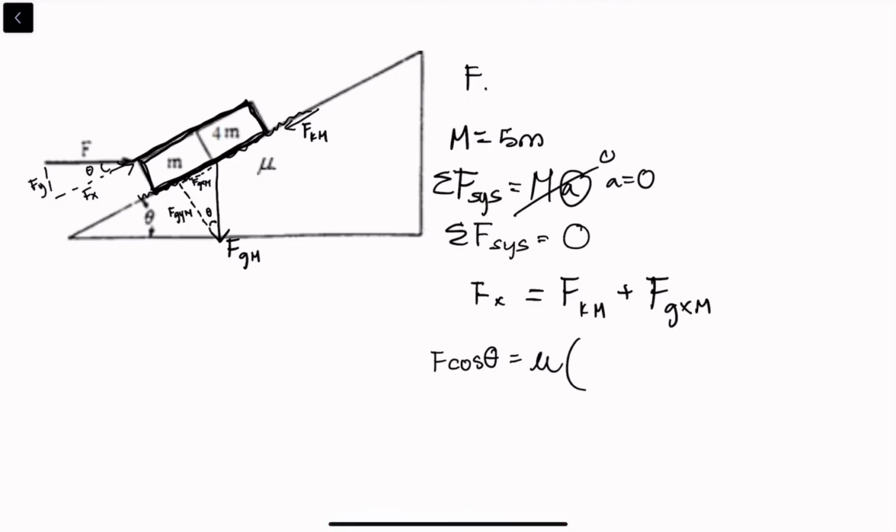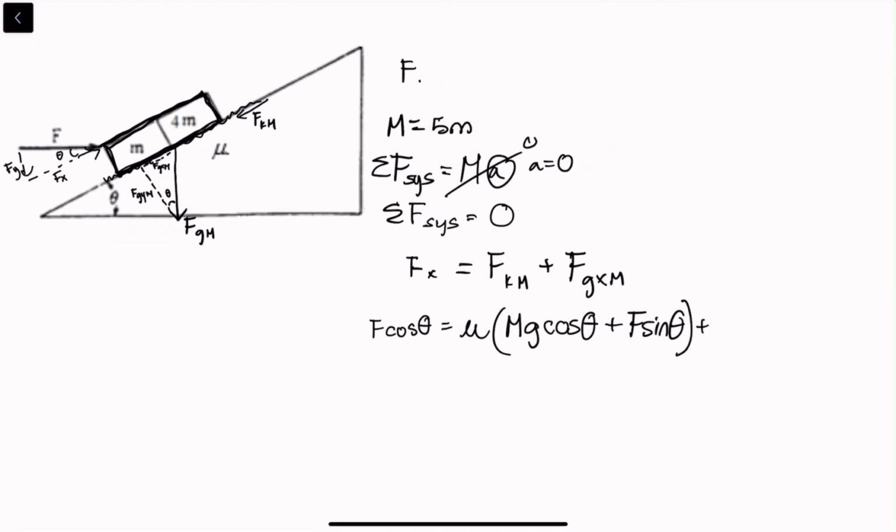So mu times this FGY component, which is equal to the total mass of the blocks times G times cosine theta. And then plus, we need to also include this Fy component that's pushing down on the blocks. So F sine theta. And then FGXM is just the total mass times G times sine of theta. That's this FGX component of the blocks right there.